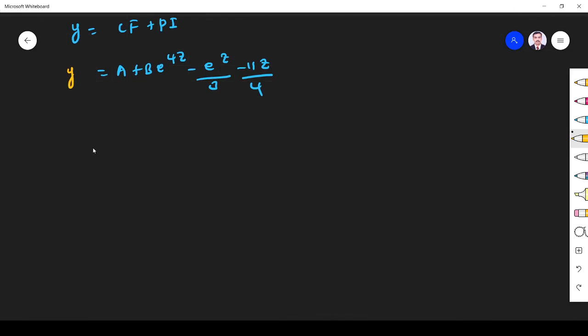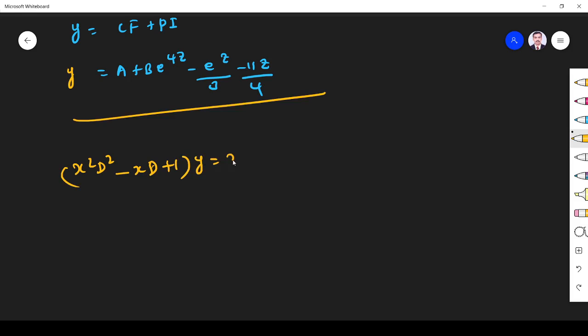let us solve this. What is that? Okay. So (x squared D squared minus xD plus 1) y equals x sine log x plus 1 by x. This is what we have to do.